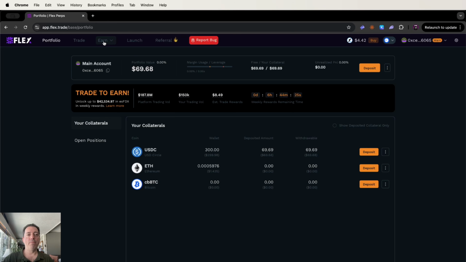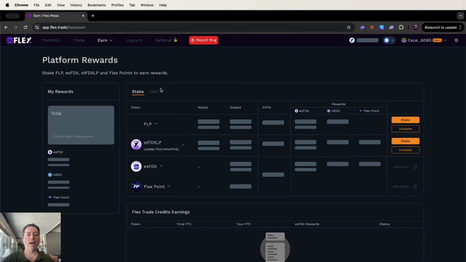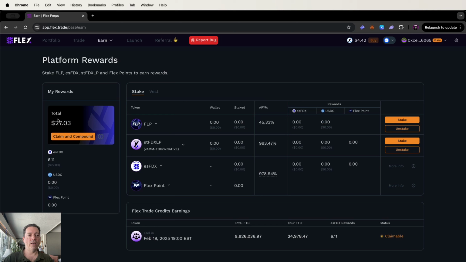I've already earned. I have been doing some trading. So if you head over to the platform rewards, as you can see, I've got a total of $27 here that I earned from my other trading. So although I lost, I think it was almost $300 when I got liquidated, I actually technically didn't lose at all because of this, which is pretty crazy. So there's some great opportunities there.